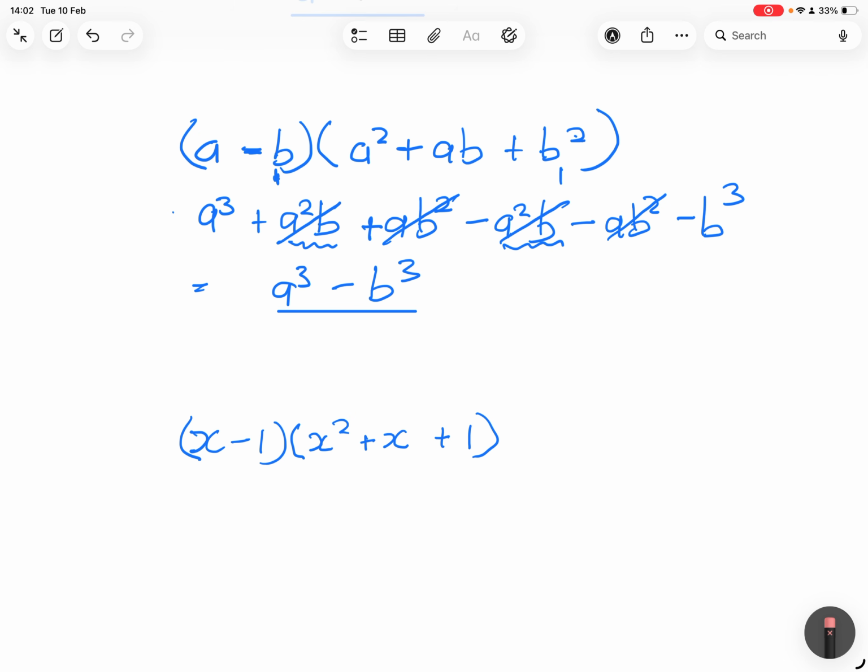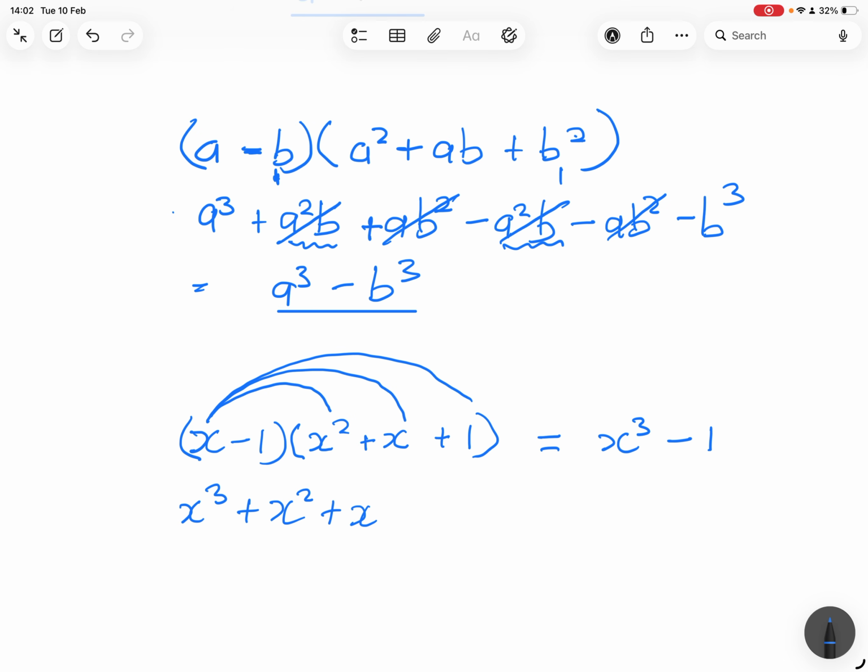Of course, I can do this by inspection and say, well, this will give me x cubed minus 1. But let's see if that is going to be the case. So I want us to take it one step at a time. That's x times x, that's going to be x cubed. That's going to be x multiplied by x, that's going to be plus x squared. That's going to be x times 1, and that's going to be x. And negative 1 times x squared, that's minus x squared. Negative 1 times x, that will be negative x. And negative 1 times 1, that's going to be negative 1.